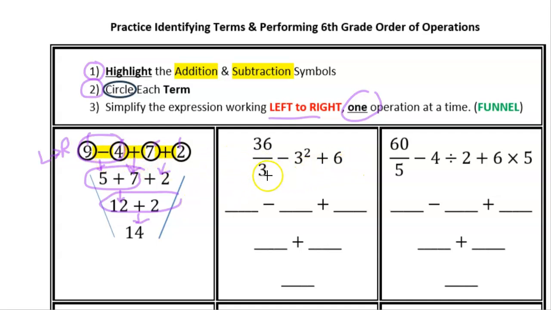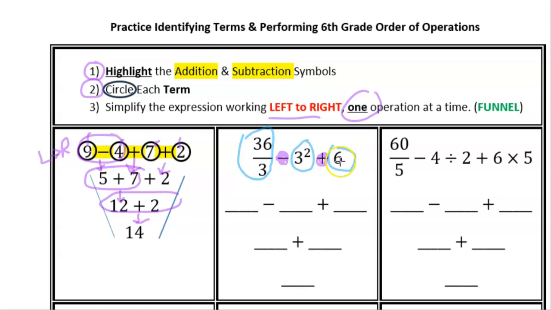Now we're going to look at this next one. So I want you to pause the video. I want you to highlight the plus and minus and circle the terms, and then turn the video back on to make sure you've identified your 3 terms. Okay, you should have a minus and a plus highlighted, and you should have circled 36 divided by 3. That's one term. 3 squared, that's your second term. And 6, that's your third term.